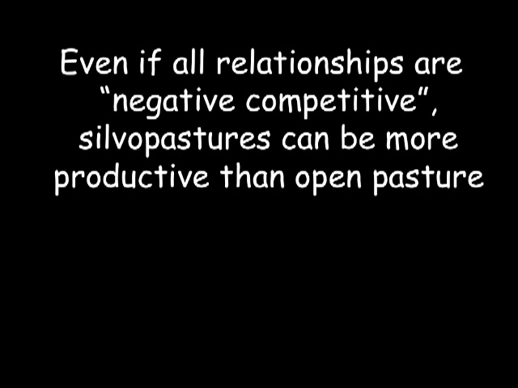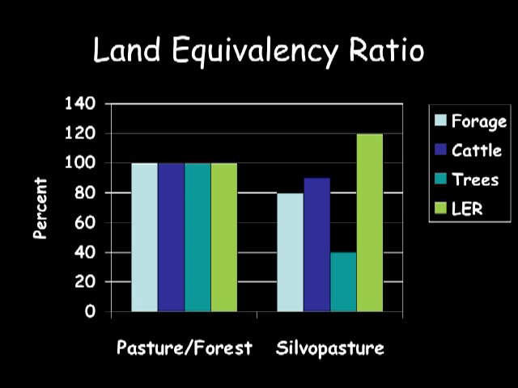So this gets me to this idea, I want to get to an idea called land equivalency ratio, and we'll say, even if all the relationships are negative competitive, I've got some competition for resources that's reducing productivity somewhere else, silvopastures still have the potential, with correct management, to be more productive than open pastures. And so how is that true? How can that be? So we're talking about this land equivalency ratio.